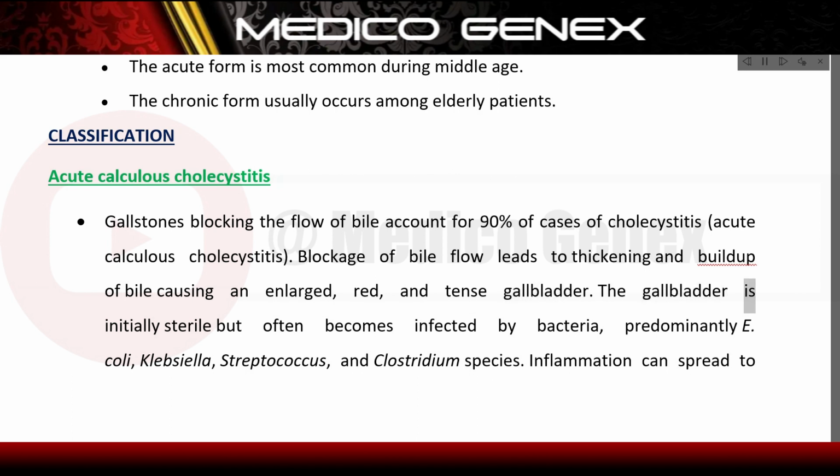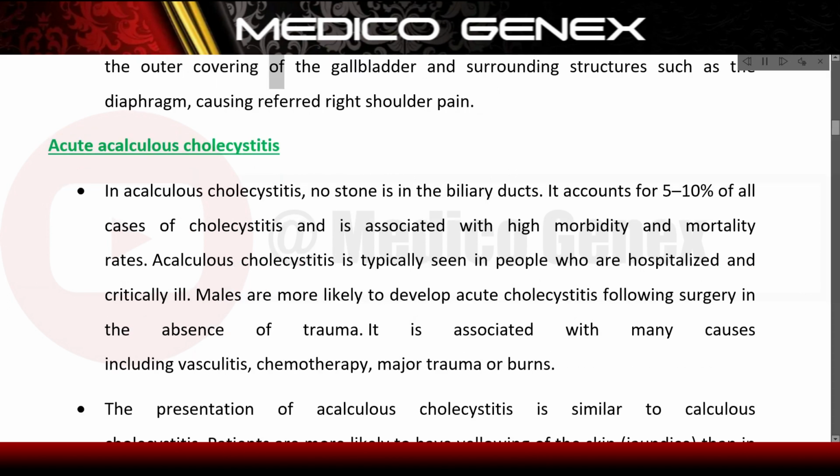The gallbladder is initially sterile but often becomes infected by bacteria, predominantly E. coli, Klebsiella, Streptococcus, and Clostridium species. Inflammation can spread to the outer covering of the gallbladder and surrounding structures such as the diaphragm, causing referred right shoulder pain.